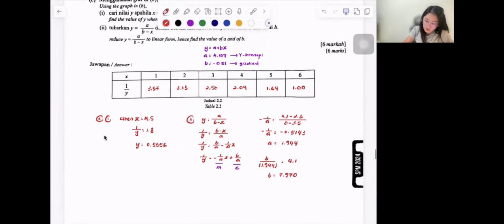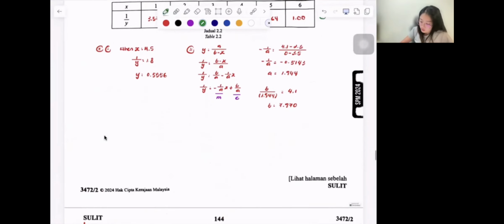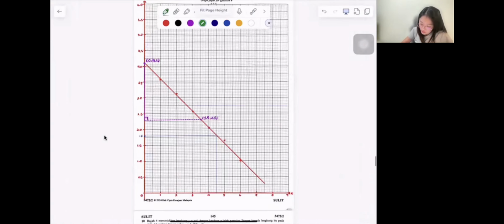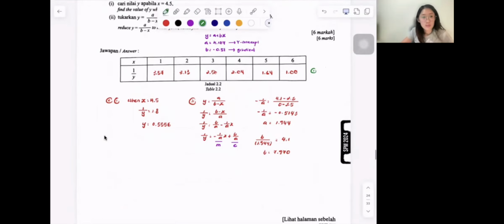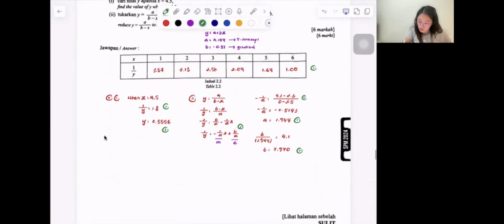Done. Over here, total 10 marks again. 1 mark on the table. Then for your graph, you will get 3 marks: your scale, your line of best fit, and whether the points are plotted correctly or not. And then for part C, 1 mark here, 1 mark here, 1 mark for getting linear form, then 1 mark on gradient, 1 mark on A, and 1 mark on B. 1, 2, 3, 4, 5, 6. All right, so this is linear law.